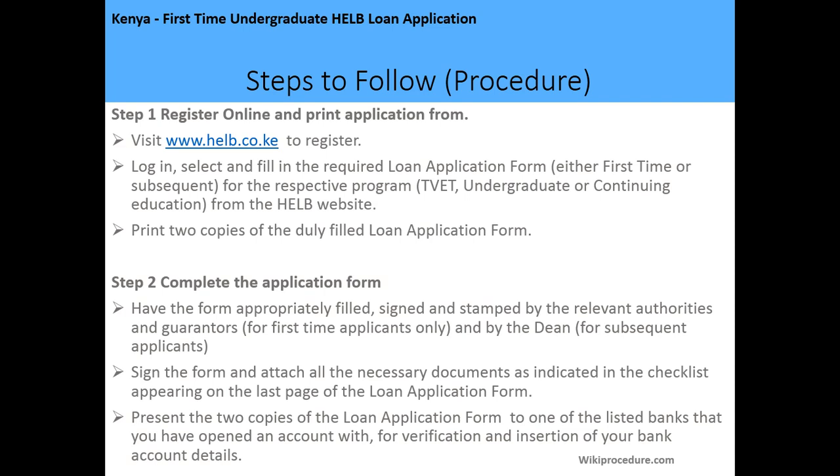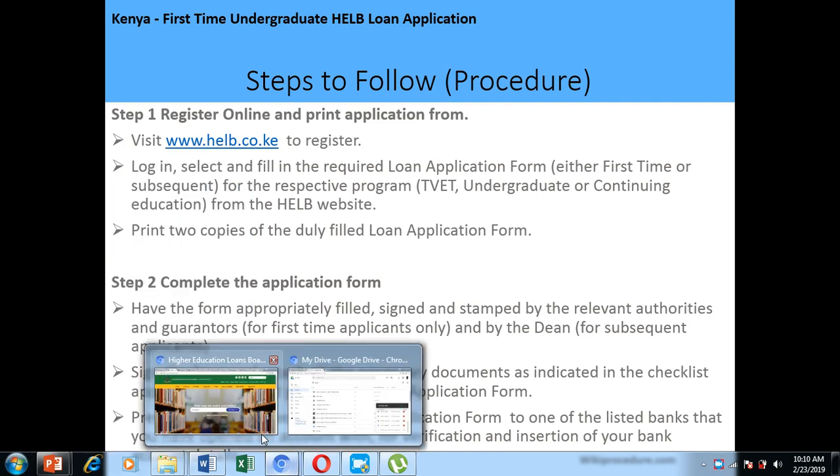So visit www.helb.co.ke to register, log in, select and fill the required loan application form, either for first-time or subsequent students. We are looking into the first-time undergraduate student application, and you print 2 copies of the application form.